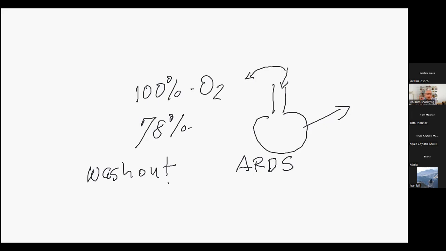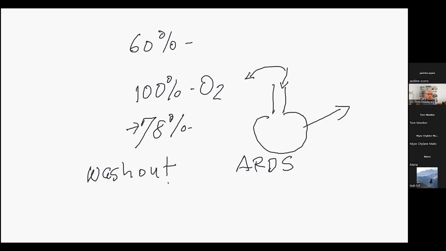So the principle here, therefore, is that we are cautious anytime we give oxygen beyond 78%. In fact, when you give oxygen at around 60% concentration, you're going to wash off part of the nitrogen, and therefore it results in a condition known as ARDS. Thus, in the principle of oxygenation, at all times, we try to limit the concentration of oxygen that we give to patients because of this principle.